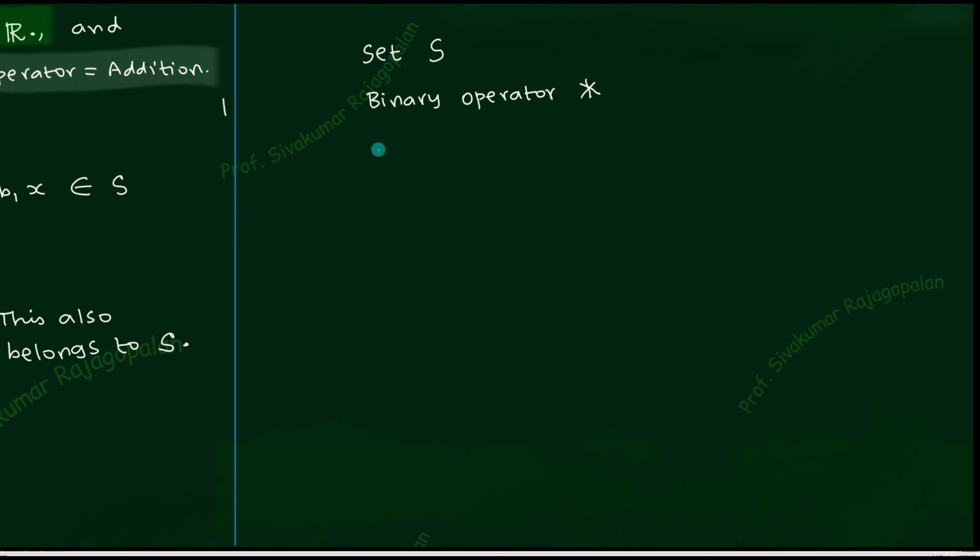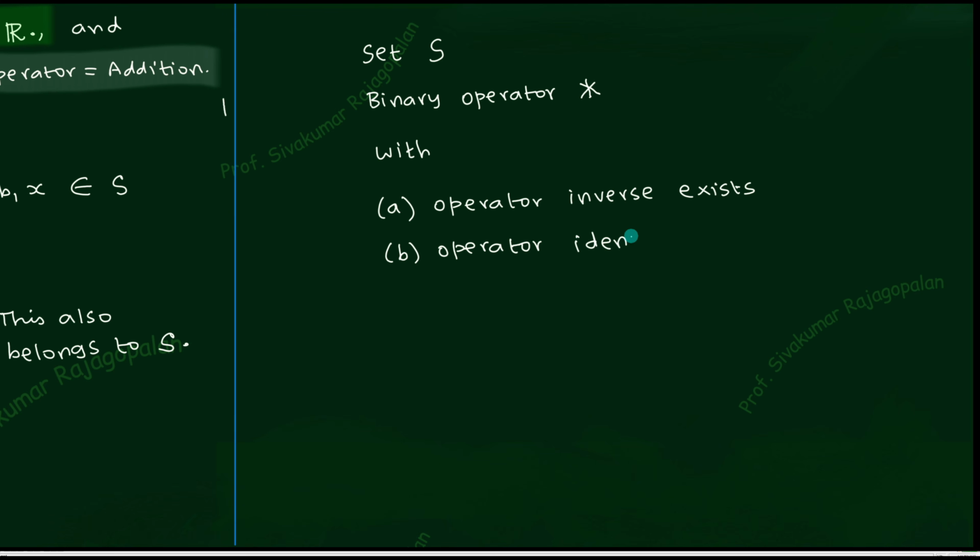Then what happens is, this is the interesting thing. If you are going to have many properties satisfied, for example, let me write down in that order. Let us say that the operator inverse exists. Just now we have seen an example, right? And we will also consider a situation where the operator identity also exists.